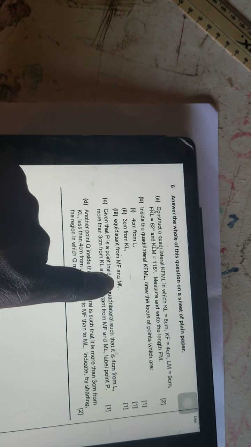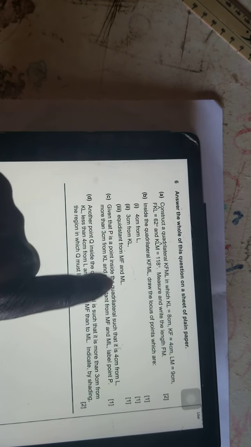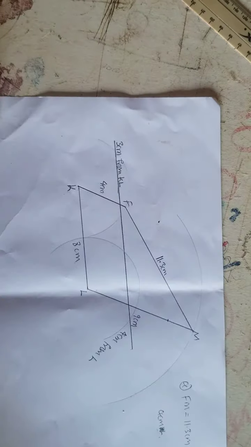Next, it says equidistant from MF and ML. Like I said in the other video, when you are given equidistance that involves 4 points or 4 letters, you go to the common letter and bisect the angle at the common letter. In this case, the common letter is M. You have M here, you have M there. So we bisect an angle at M.